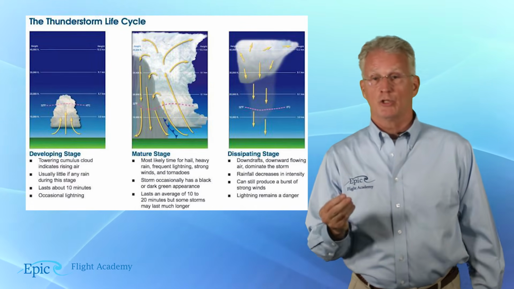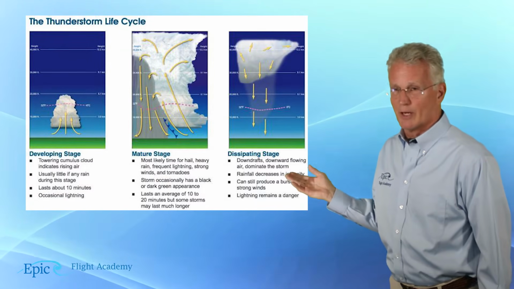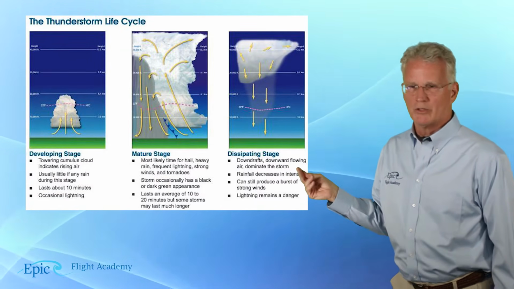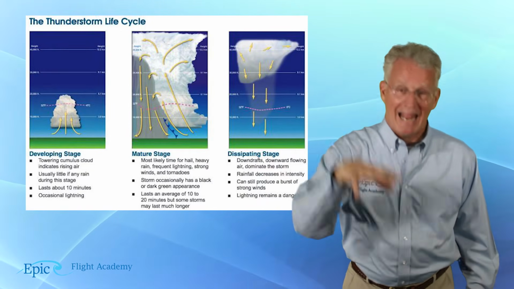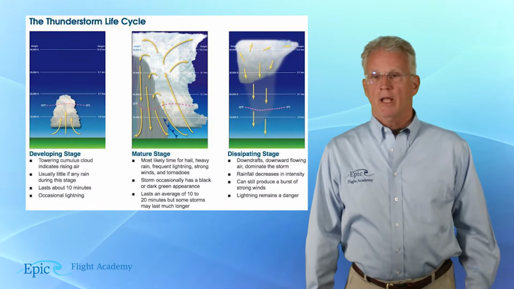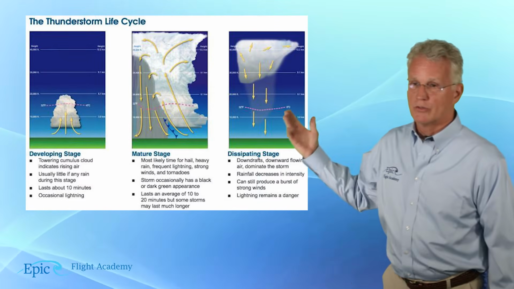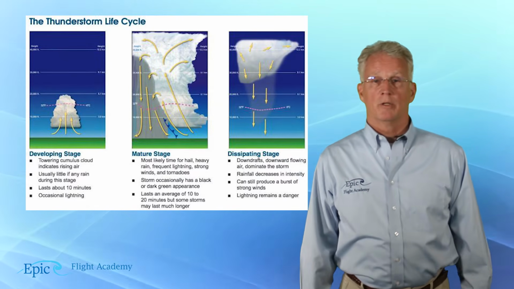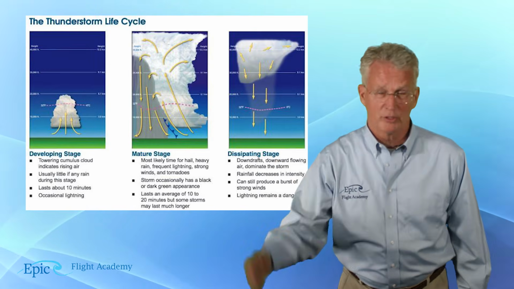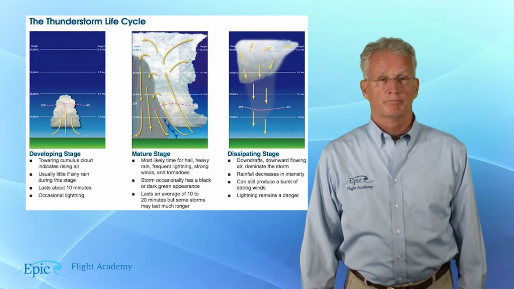The second stage is the mature stage, and I want you to notice in this diagram, in the mature stage, we have both strong updrafts and strong downdrafts. And then finally, the third stage is dissipating. And notice this is predominantly downdrafts. The thunderstorm is running out of energy, moving to the end of its life cycle.